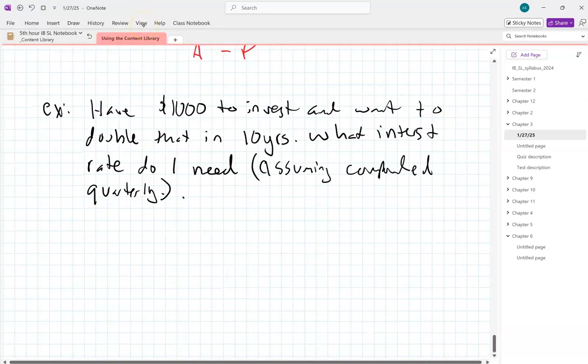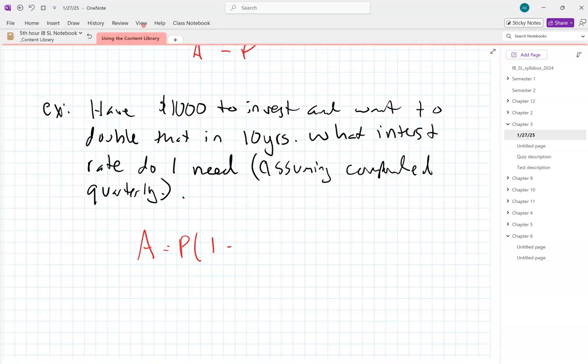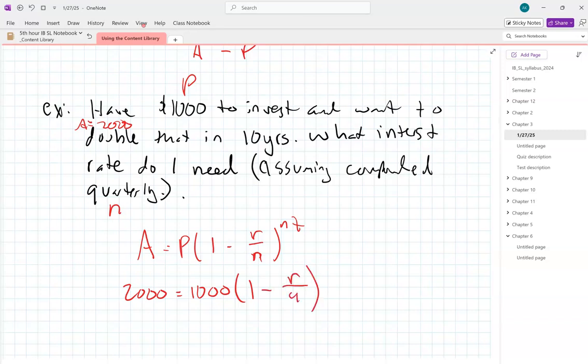Okay, so here I'm still going to be using that same formula. So N is going to be 4. P is 1,000. Double that, 2,000. That's my A. And so now I need to solve for R. Oh, and 10 is T.